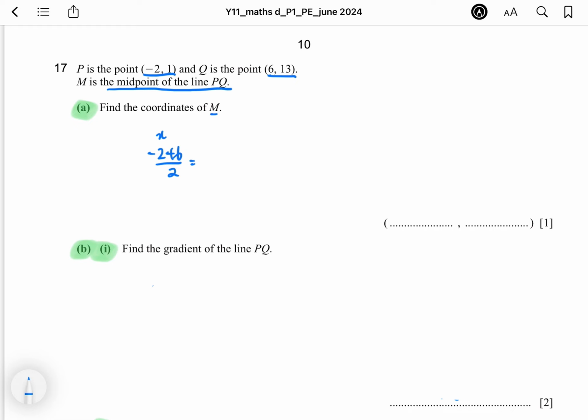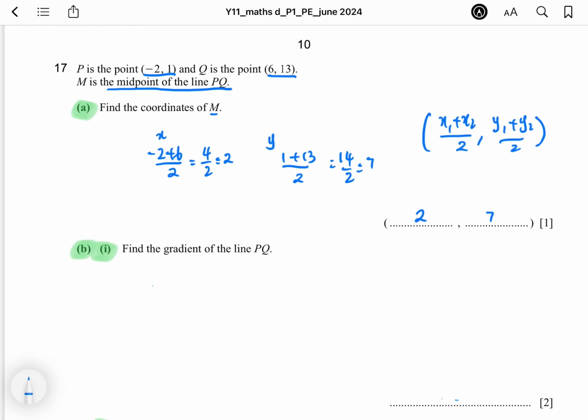So that would be 6 minus 2 is 4, divided by 2, which is 2. And then for the y, that would be 1 and 13 divided by 2, which is 14 divided by 2, which is 7. That means your x is 2, your y is 7. Is this the same thing as this formula? Okay, same thing. You would get the same result.